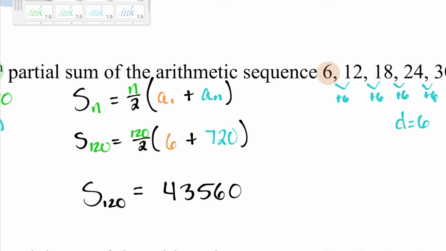And I end up with a sum of 43,560. That is such a large number. Are we surprised? No, because there were 120 terms in there. So you should end up with a decently large number, especially if they are all positive.